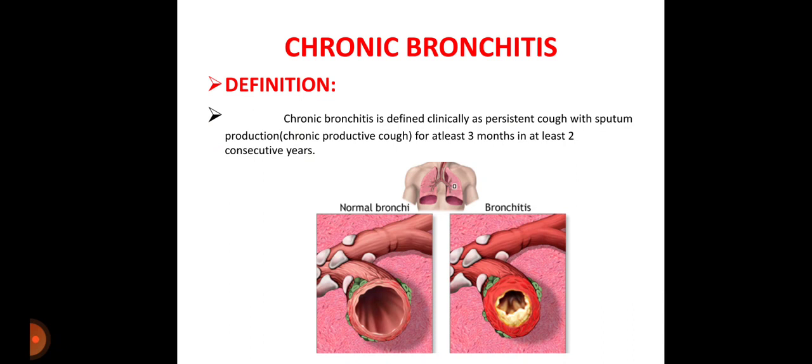Chronic bronchitis. Definition of chronic bronchitis: it is defined clinically as persistent cough with sputum production for at least 3 months in at least 2 consecutive years. This is a picture depicting the difference between the normal bronchi and bronchitis. In normal bronchi, the airway is normal without inflammation, mucus overproduction and smooth muscle hypertrophy. In bronchitis, there is inflammation, smooth muscle hypertrophy and mucus overproduction.